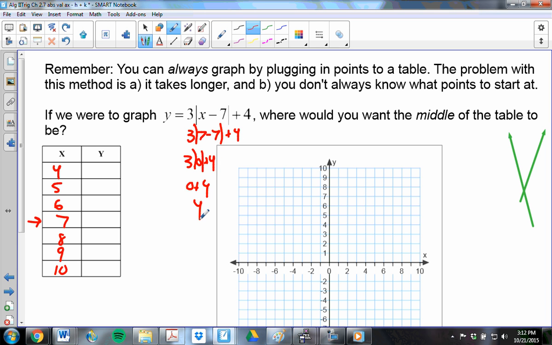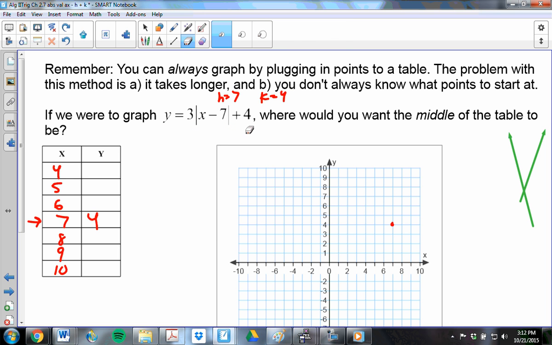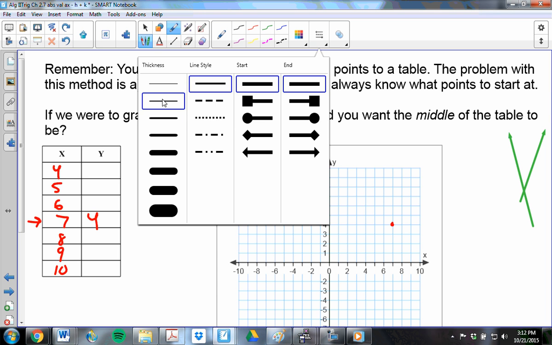If I plug in a positive 7, I get a 4. This has a corner point at (7, 4). And look, that was my h and my k. Now if I plug in points from here, we'll see they'll go up by 3 each time. Each point I plug in from now on is going to increase by 3 because that's what this a value is. It's 3.